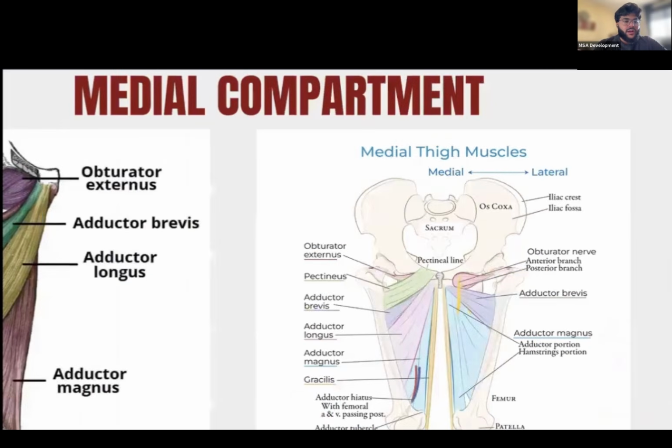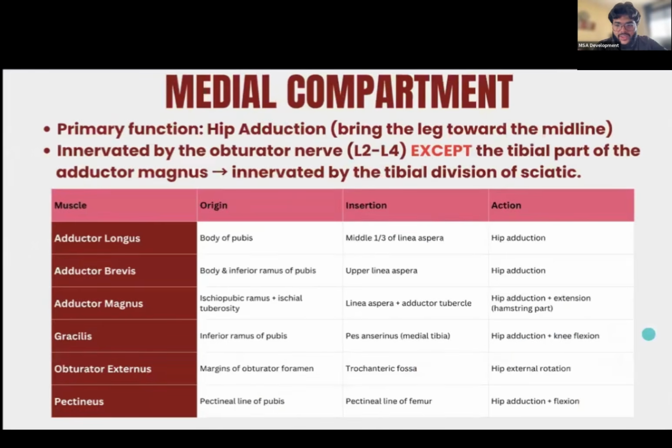Okay, let's talk about them in a little more depth. This is our medial compartment of the thigh. Its main function is hip adduction, so bringing the limbs together. Think about it: if this is your femur and this is the midpoint of your body, and all of these muscles are connected to the midpoint of your body, what's the function? It's to bring it closer towards your midpoint, right? So the medial compartment is responsible for hip adduction, which is bringing your limbs towards their midline.